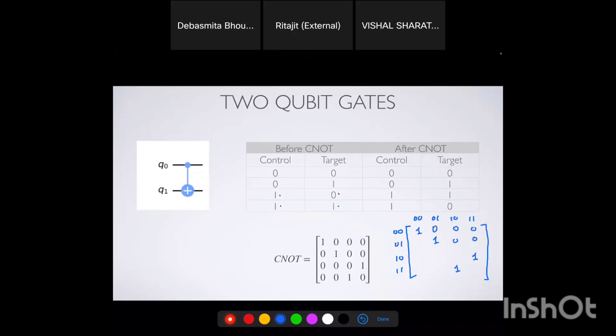So we have the quantum gate. If you can write down the action of the gate on the system, you can always write down its matrix in this form. Okay, so are there any questions, Debasmita, till now?